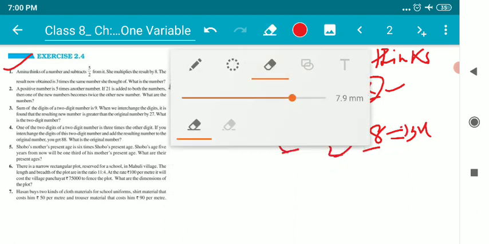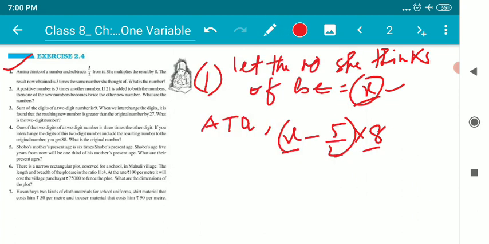So let me write properly. That is equal to 3x. 3 times of x means 3x. Now children, what we need to do is just solve it using very simple concepts of linear equations, which I have already done in exercise 2.3.